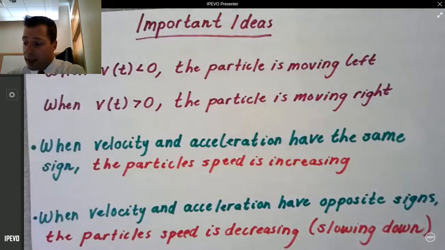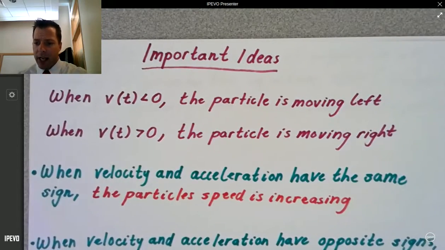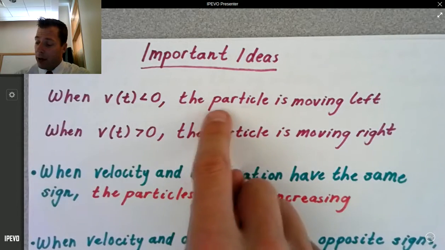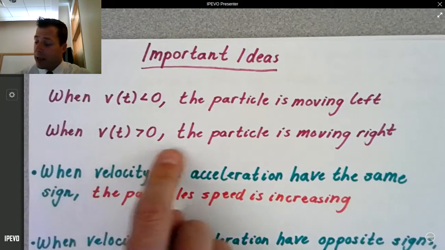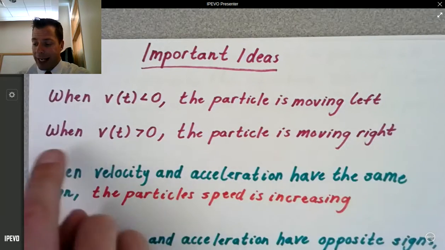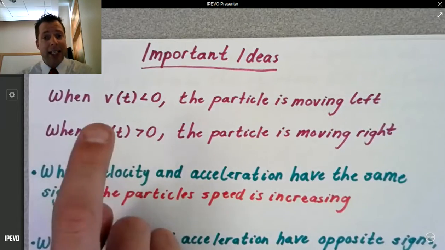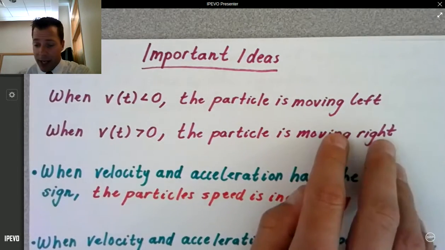Now, these derivatives tell us a lot of things, some important ideas. When the velocity is less than 0, your particle is moving left. When your velocity is greater than 0, the particle is moving right. And I didn't write it, but when the velocity is equal to 0, v of t equals 0, that means the particle is at rest.